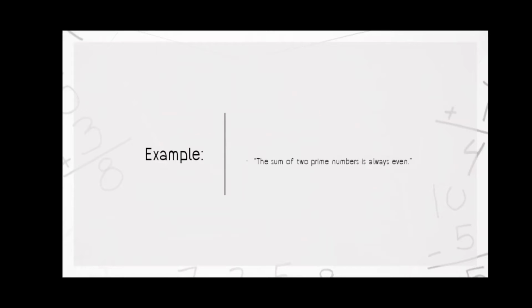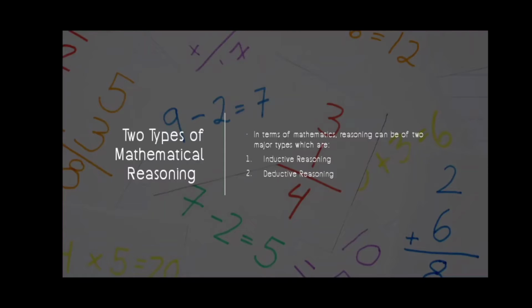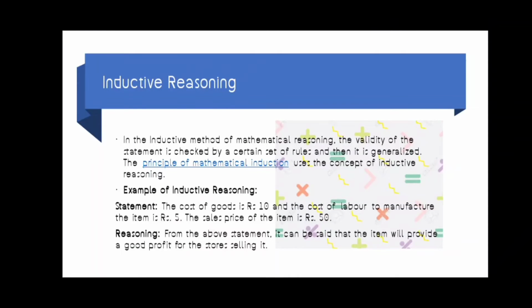Next, we have the two types of reasoning in maths: inductive reasoning and deductive reasoning. What is inductive reasoning? In the inductive method of mathematical reasoning, the validity of the statement is checked by a certain set of rules, and then it is generalized. The principle of mathematical induction uses the concept of inductive reasoning.